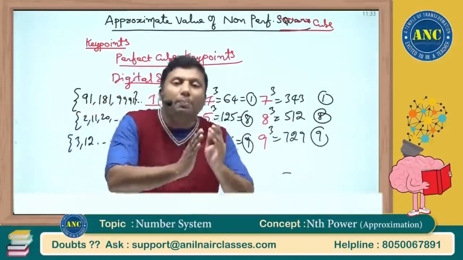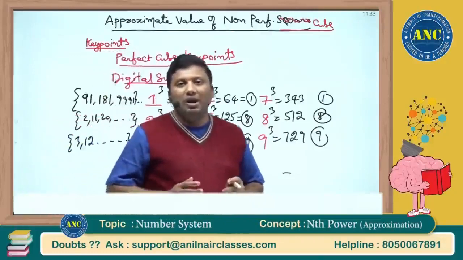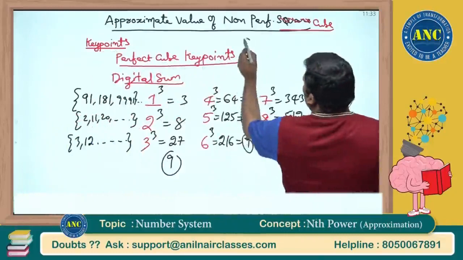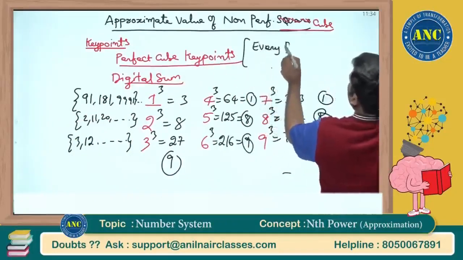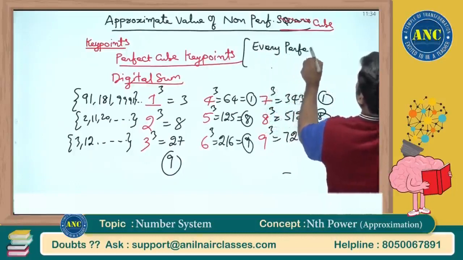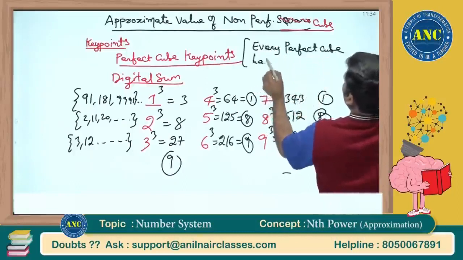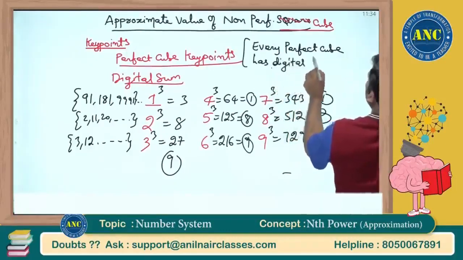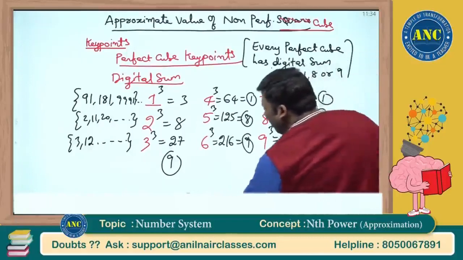If the number is a perfect cube, then the digital sum of that number will always be 1, 8 or 9. We will write down that point. Every perfect cube has a digital sum 1, 8 or 9. The reverse may or may not be true.